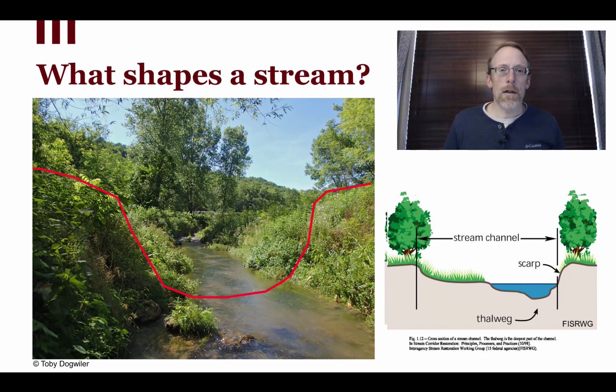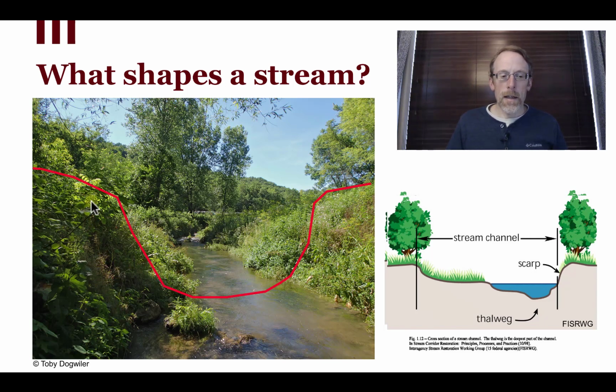So let's think about this question, one of the two questions I posed at the beginning of the lecture. What shapes a stream? Well, I've got a picture here of a stream channel that I've done a lot of work in over my career. It's Garvin Brook in southeastern Minnesota. And Garvin Brook, as you can see here, it's got kind of a U-shaped channel. No strong sense of scale in this picture, but I would guess right here the channel's maybe 10 feet wide. The water's maybe 4 or 5 feet wide.